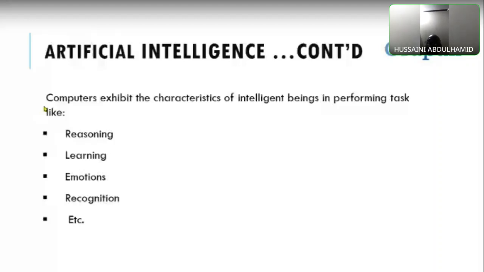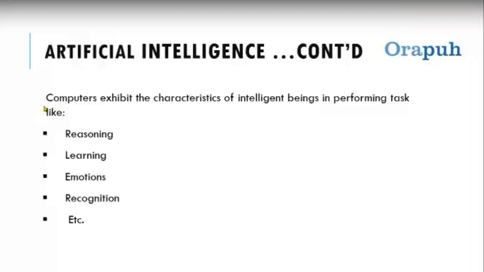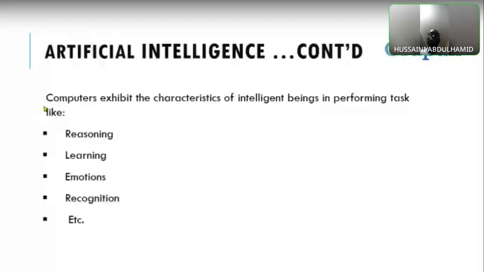So secondly, learning. What is learning? Learning is the acquisition of knowledge or skills through study or experience. Computers today learn. They recognize patterns. They gather data and derive meaning out of the data. Even after deriving meaning out of the data, they respond and perform tasks. The same way we do as human beings.